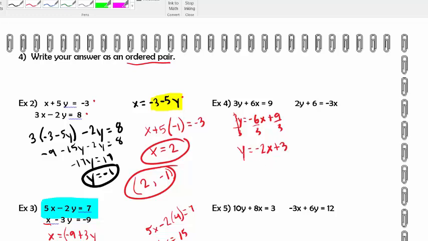So in this case, I got y by itself. So I'm going to take this expression, but this time I'm going to put it in for y, because all of this is the same as just y. So you can change y into all of this. So now I'm going to do 2 times negative 2x plus 3 plus 6 equals negative 3x. So now it's not such a bad problem.